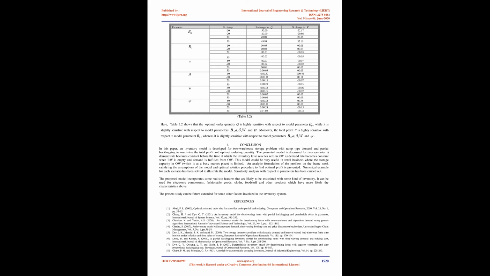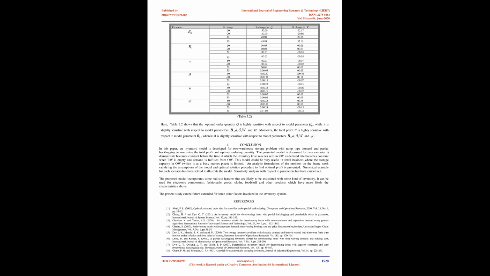3.2.3 Sensitivity analysis. In scenario 2, the sensitivity analysis is performed in a similar manner as for scenario 1, and the changes with respect to model parameters have been presented in Table 3.2. Here, Table 3.2 shows that the optimal order quantity Q is highly sensitive with respect to one model parameter, while it is slightly sensitive with respect to the other model parameters. Moreover, the total profit P is highly sensitive with respect to one model parameter, whereas it is slightly sensitive with respect to the other model parameters.